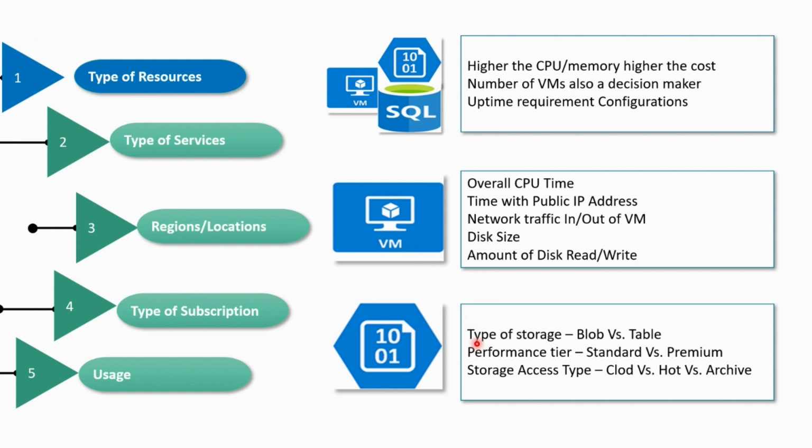Next important thing is about the storage. Storage type for your application can be either a blob storage or table storage based upon your requirement. That will decide the cost. Within storage, performance tier, either standard or premium. And then storage access type, such as hot, cold, archive, which plays a crucial role in calculation of the cost.